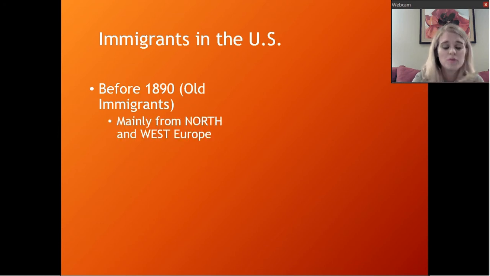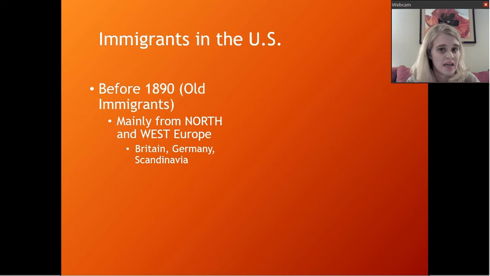So most of the people that are coming to the United States before 1890 are from Northern and Western Europe, okay? So we're looking at places like Britain, Germany, the Netherlands, Scandinavia. Now, think a little bit about what you know about Germans and British people and Scandinavians. Think about the language that they speak, the religion that they are. What you should be imagining in your head is somebody who doesn't probably look a whole lot different from the population of the United States in 1890.